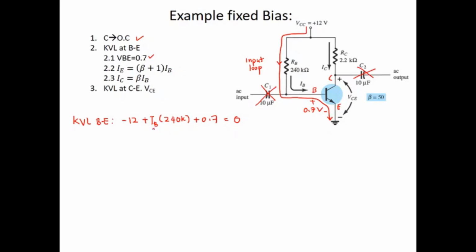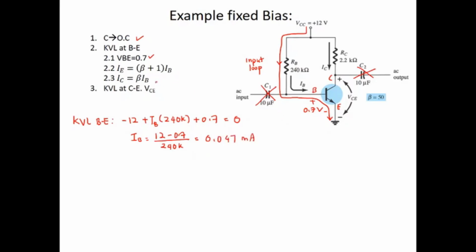So now you can solve this IB. IB is equal to 12 minus 0.7 over 240. Okay, let me calculate this one. So 12 minus 0.7, then divide by 240. So this is 0.047 milliampere. So you get the IB.